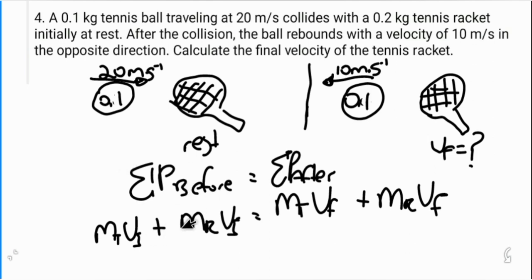Then let us substitute. The mass of the tennis ball is 0.1 times its initial velocity of 20 meters per second.